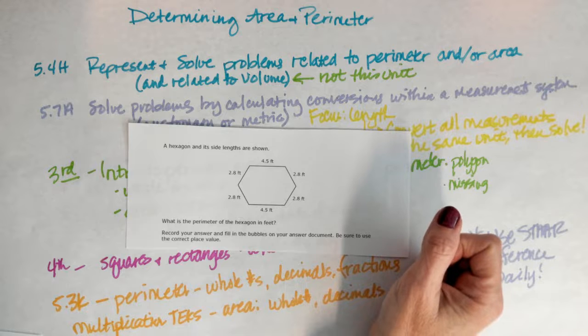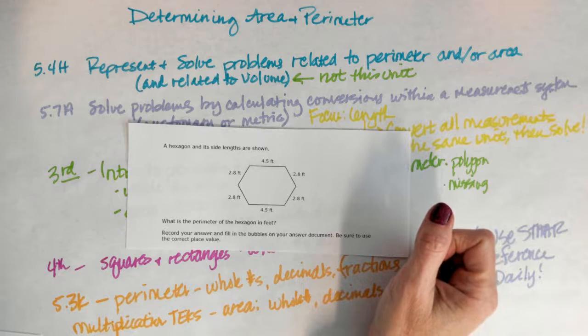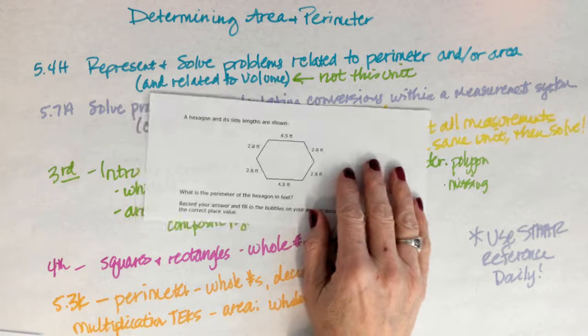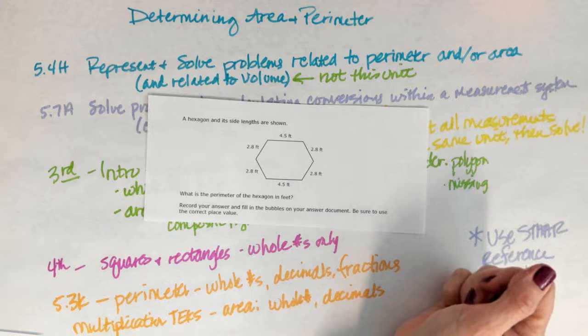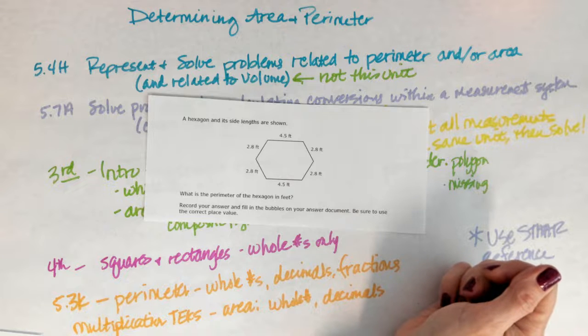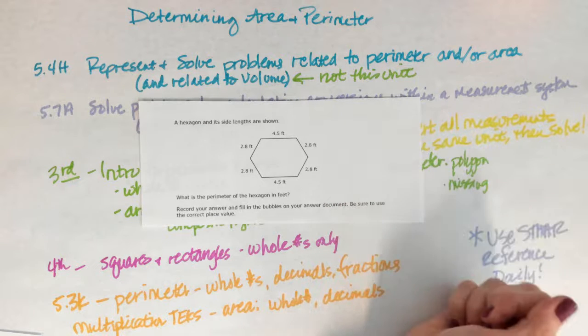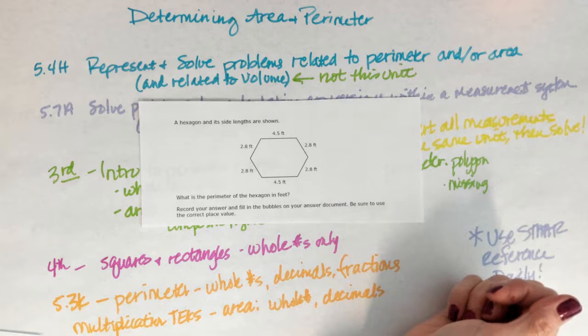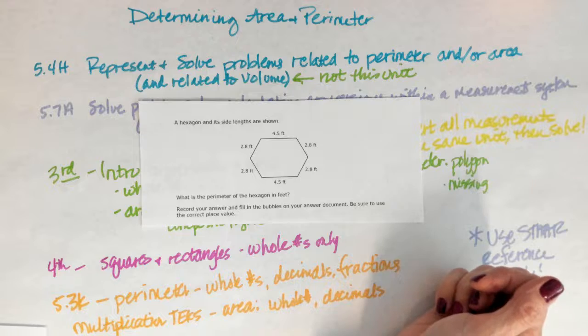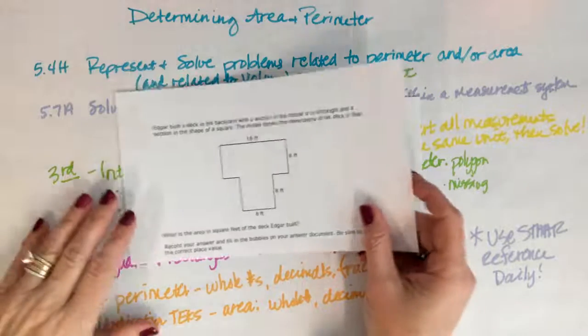Let's see if I can zoom in. So you can see this one is just a simple find the perimeter, but we're given the measurements in decimals, and this is a griddable. So we're given all of the measurements. We don't have to find a missing side on this one. We just have to work with decimals to solve it.